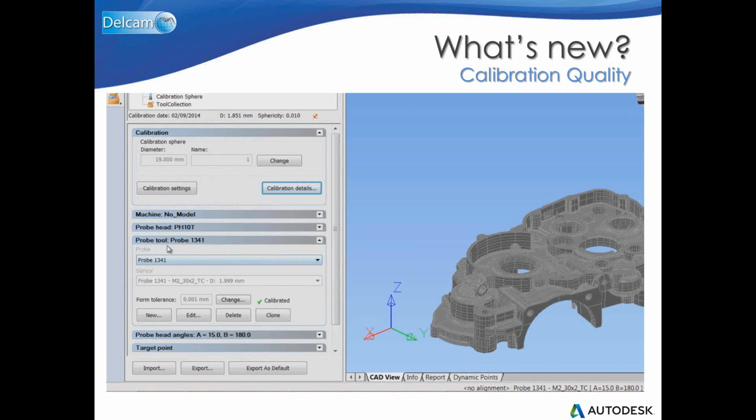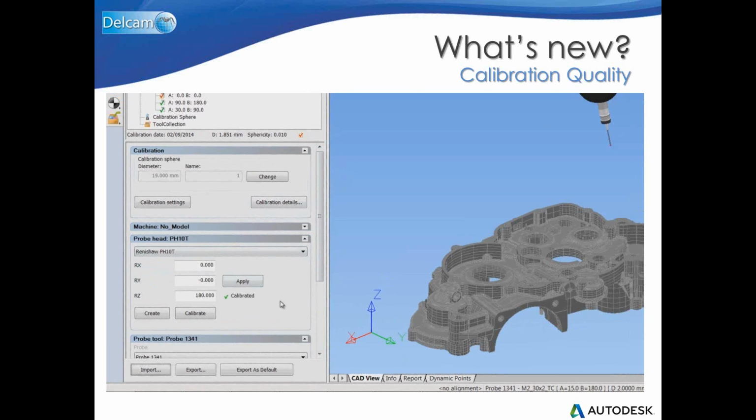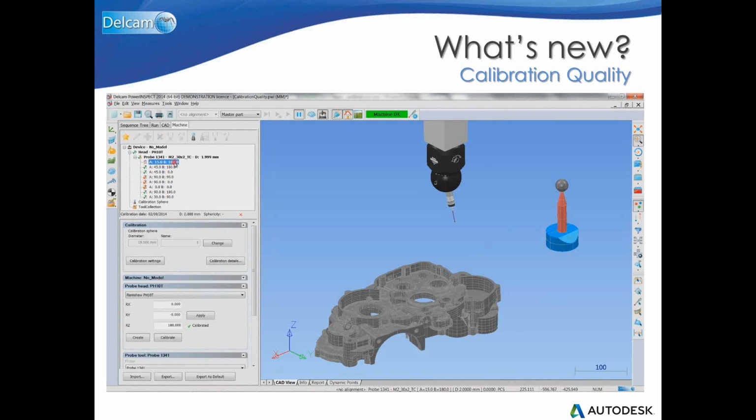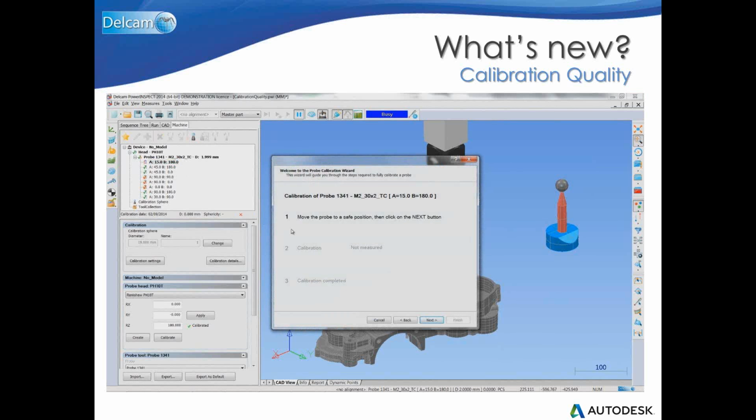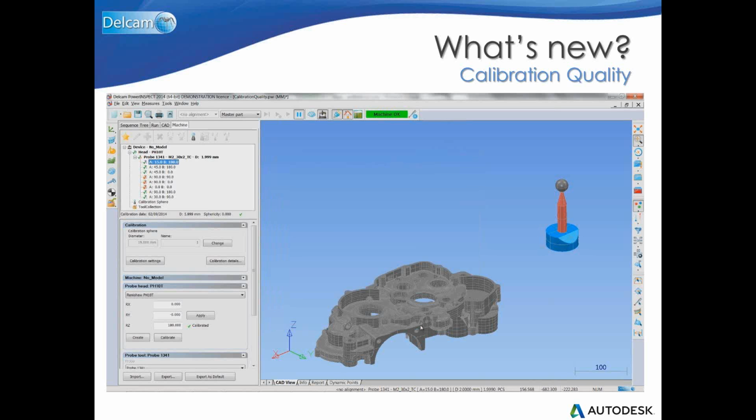Furthermore, in the probe tool we can see whether the probe tool is calibrated and also whether the probe head is calibrated or not. So let's now calibrate that particular angle. Let's click on calibrate and click on next. Our calibration procedure starts. As soon as the calibration procedure finishes, we can immediately see whether the calibration has passed, so it's good, or not.